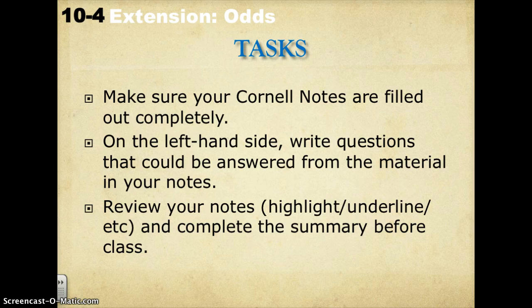If you haven't seen enough examples, make sure you ask questions and we can come up with some more easily to compare odds to probability, how they're different and how they work together.